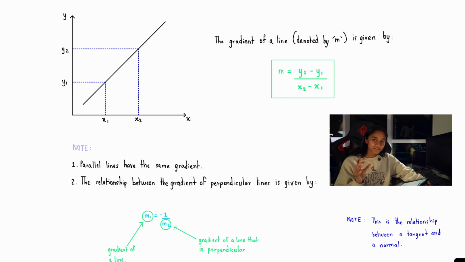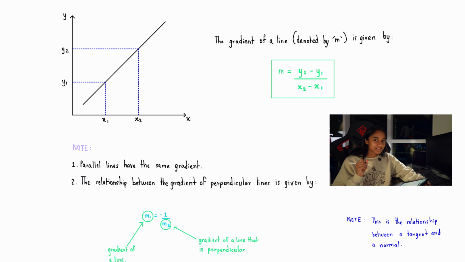So the symbol for the gradient of a line is m. Okay, so it is given by m. And the formula is y2 minus y1 over x2 minus x1, where x and y are actually the coordinates of 2 points on this line. So we find 2 points, and the coordinates are x1, y1, and x2, y2. So once we know these 2 points on that line, we can calculate the gradient m.